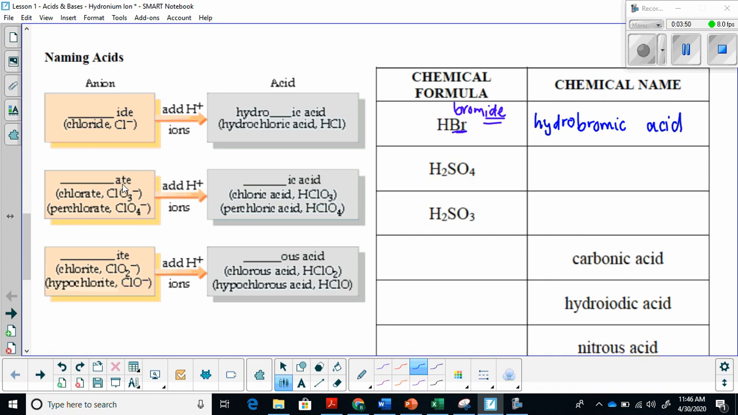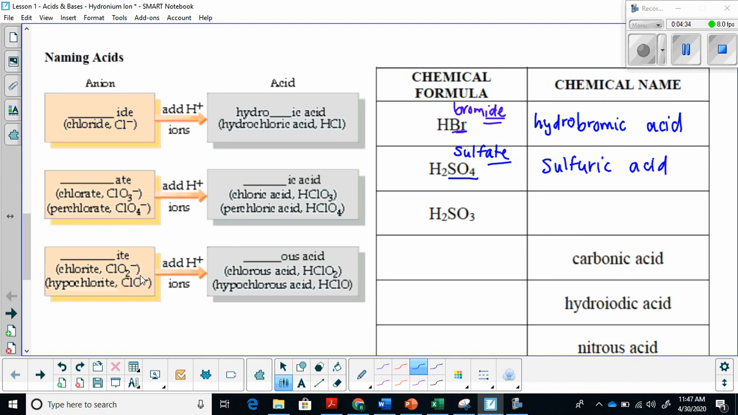If it ends in "ate," so you're looking at your polyatomic ion in your data booklet, for example chlorate, we will call it chloric acid. So the difference between these two is we're not putting hydro in the front. So this would be chloric acid, or if we had perchlorate, it would turn into perchloric acid. Here we see we have sulfate attached to our hydrogen. Ends in "ate." So this will be sulfuric acid.